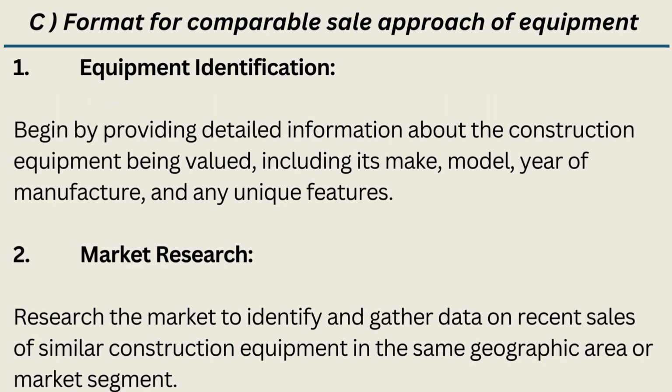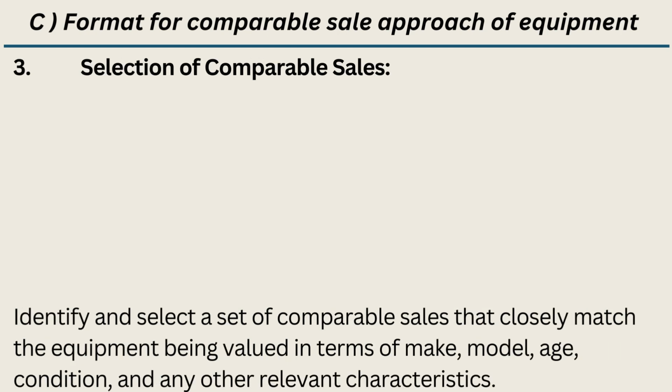1. Equipment identification. Begin by providing detailed information about the construction equipment being valued, including its make, model, year of manufacture, and any unique features. 2. Market research. Research the market to identify and gather data on recent sales of similar construction equipment in the same geographic area or market segment. 3. Selection of comparable sales.